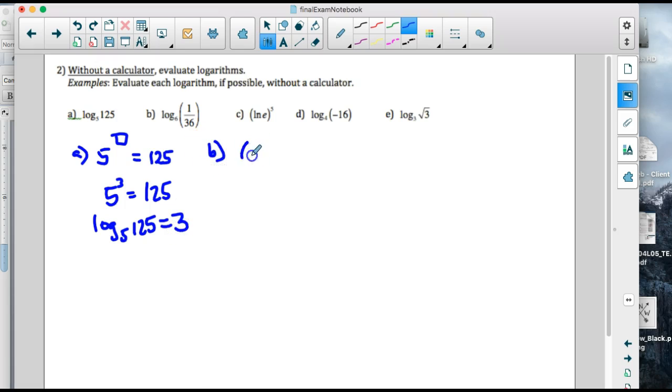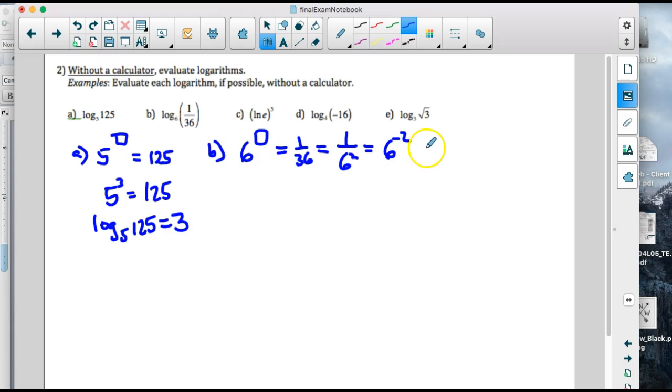All right, in part B, same thing. We're going to go 6 to what power equals 1 over 36. So the thing is, you've got to write this as a power of 6. So this is actually 1 over 6 to the second power, because 6 to the second power is 36. And since the reciprocal of that is our answer, that's going to be 6 to the negative second power. Negative second because it's in the denominator here.